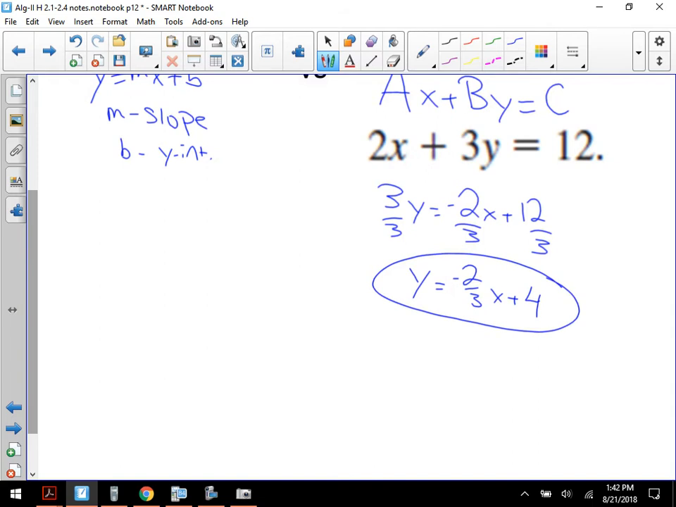And then you would go on your merry way and plot it at 4 and walk your slope of negative 2/3. We agree with me on that?